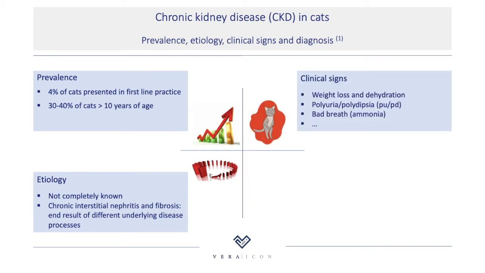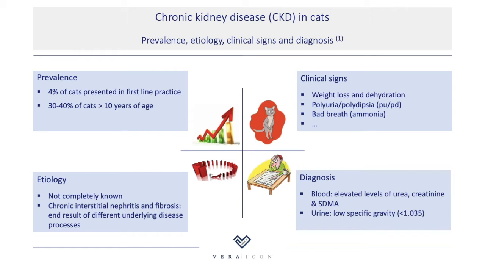In terms of clinical signs, there's not one single sign that is very specific to the disease. They're all non-specific, like weight loss. We know that that's one of the earliest signs of CKD, but again, it's not specific. Cats are usually presented dehydrated when they are already in advanced stages. They could be presented for polyuria, polydipsia, for a bad breath because of the ammonia smell, but again, no clinical sign is specific for CKD.